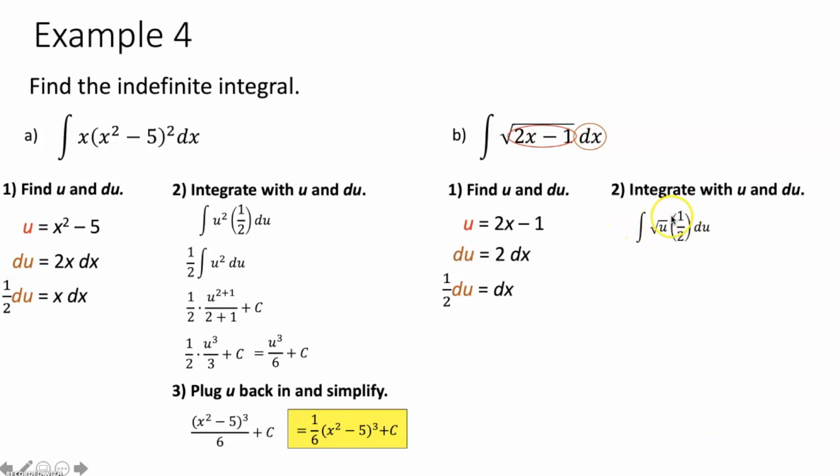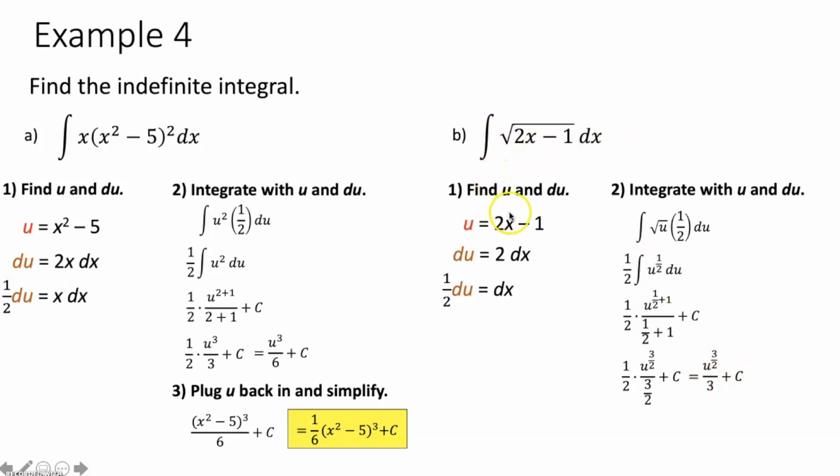I'm going to rewrite the square root of u as u to the 1/2 power. That way I can just integrate using the general power rule. The integral of u to the 1/2 du is going to be u to the 1/2 plus 1 power over 1/2 plus 1 plus c. I then simplify this and I end up getting my evaluated definite integral right here as u to the 3/2 over 3 plus c. Now to answer this question, I need my answer to be in terms of x.